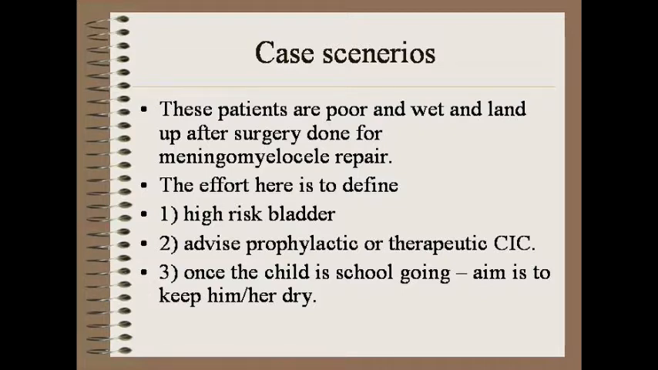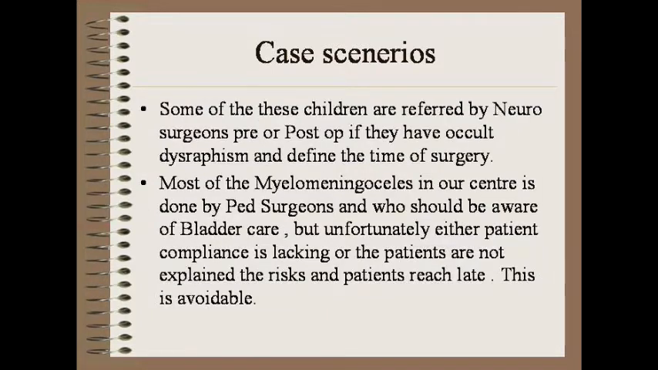And after the child starts going to school, the aim is to keep him dry so that he can have a normal life like other kids. Occasionally we get referrals from neurosurgeons pre or post-op for occult spinal dysraphism, but I must be getting about 10 or 15 patients per year from neurosurgeons, whereas I get about 200 neural tube defects primarily. So most of the meningomyelocele in this country are done by pediatric surgeons, who should be aware of bladder care. But unfortunately, either patient compliance is lacking or the patient is not explained the risks, and they come late.